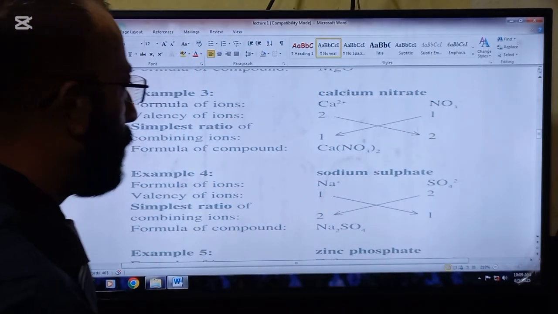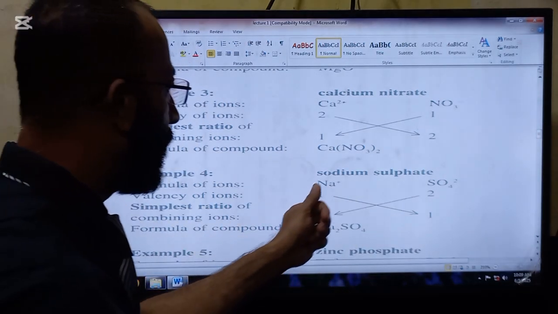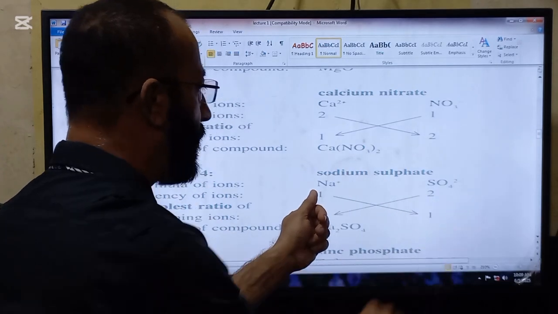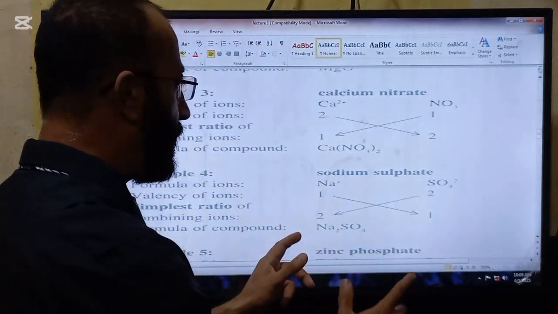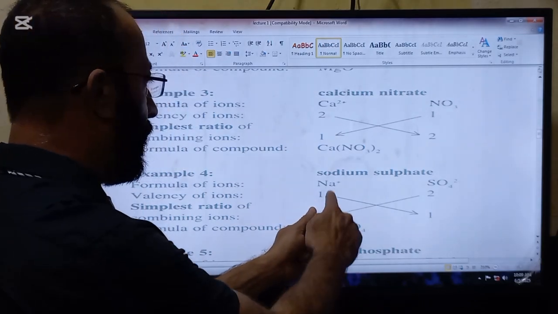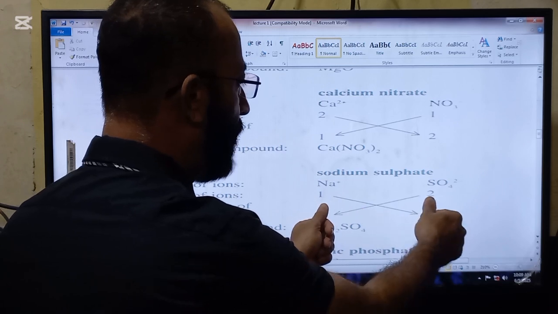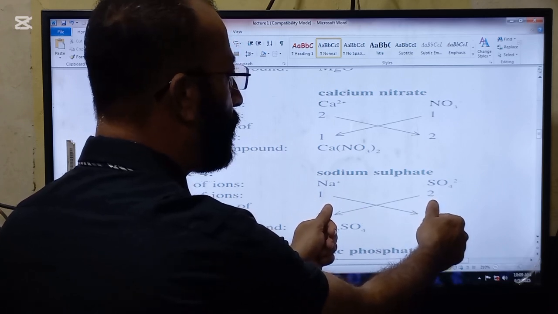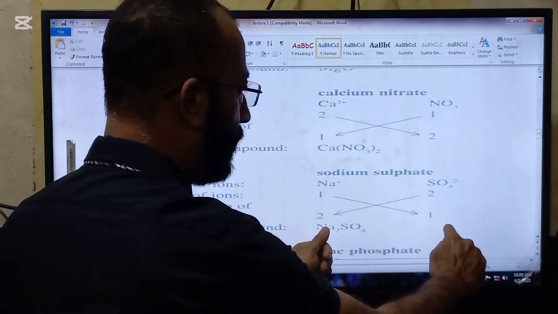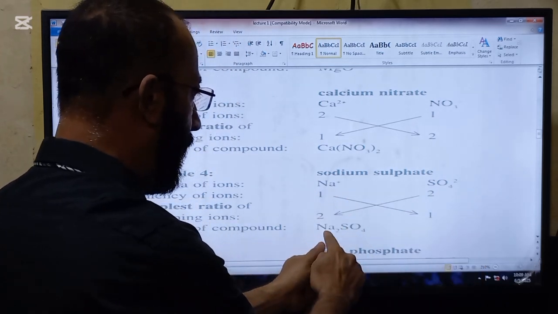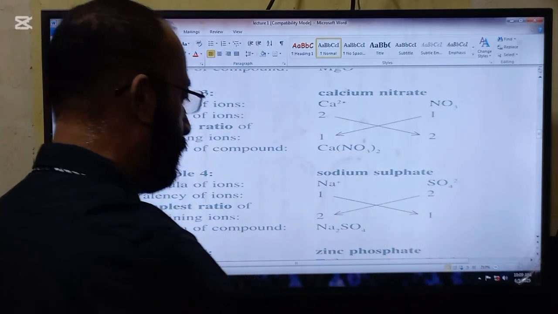Next, we are going to write the formula of the sodium sulfate. First, the formulas of the ions are sodium ion and sulfate ion, that is Na+ and SO4 2−. Next step is write the valencies. So its valency is 1 and its valency is 2. Now the simplest ratio, these two values are not coming in the same table. So now the next step will be cross multiply. This 2 will come here, this will go there. So the formula is now Na2SO4. So this is the formula.